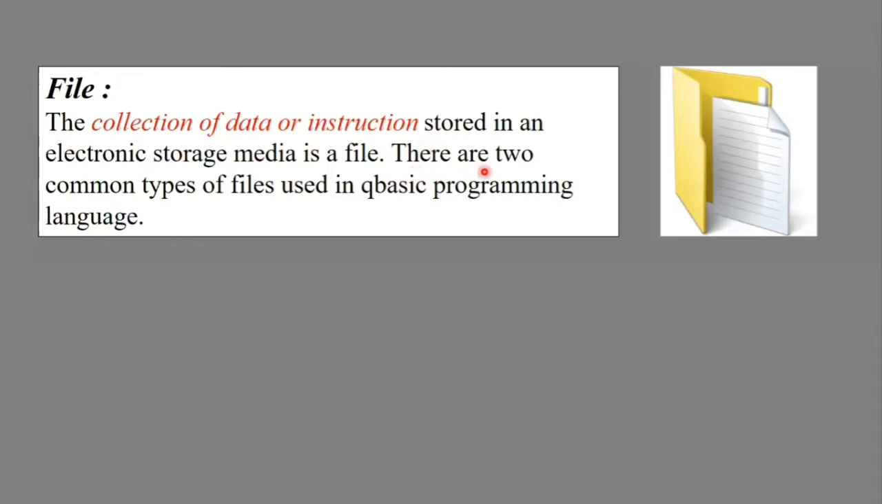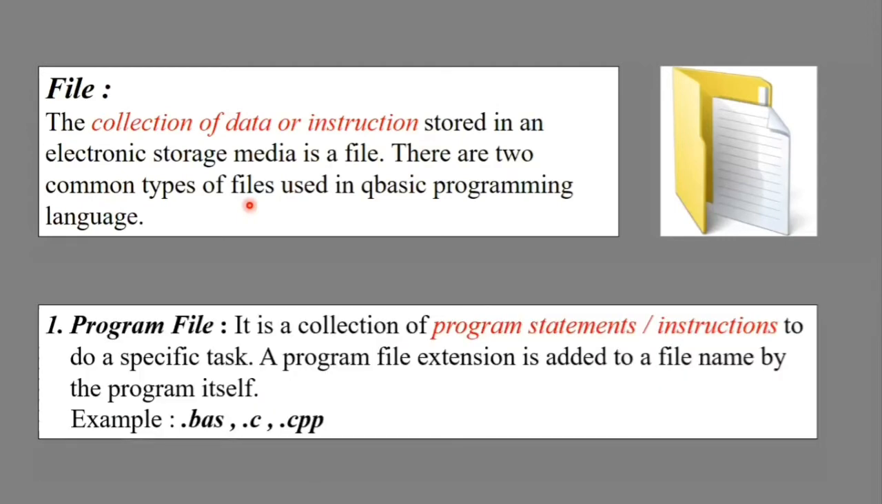Basically, there are two common types of files used in the QBasic programming language. Number one, program file. What is a program file? It is simply the instructions, or a collection of program statements. A program file extension is added to a file name by the program itself.